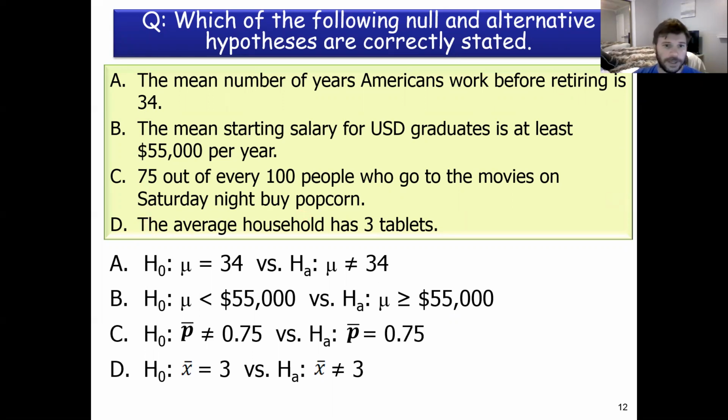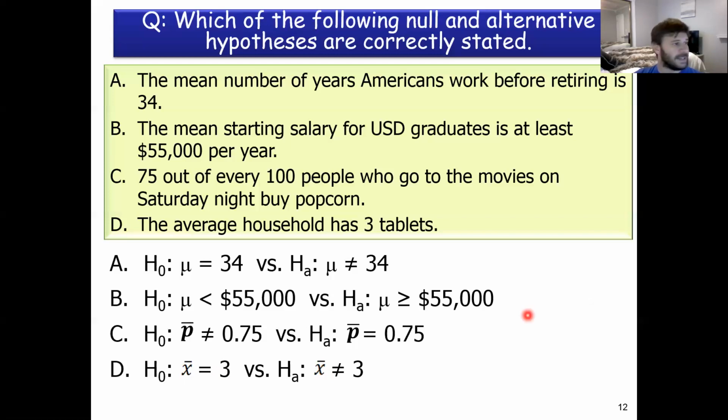Now, hopefully, if you remember what we had talked about in terms of specifying hypotheses, they're never specified about sample parameters. So you might want to pause it, think to yourself, which choices can I get rid of right away because they refer to sample parameters? And those are choices C and D. C refers to the sample parameter P bar, which is the sample population proportion. D refers to the sample parameter X bar, which is the sample mean.